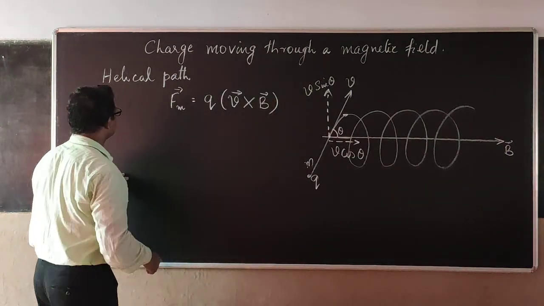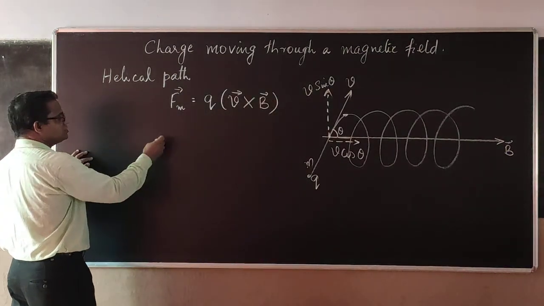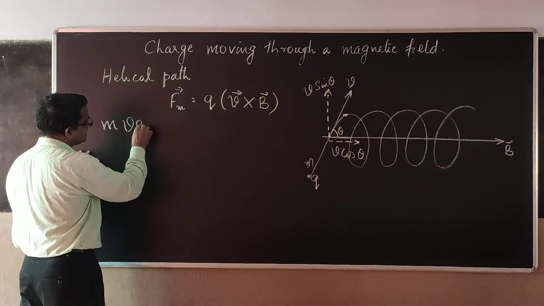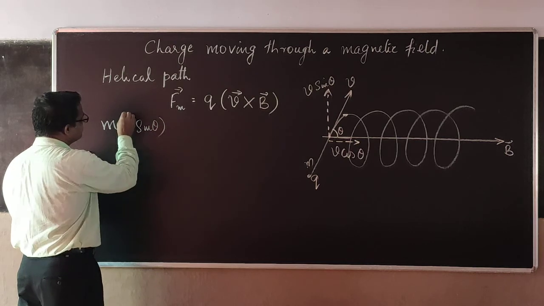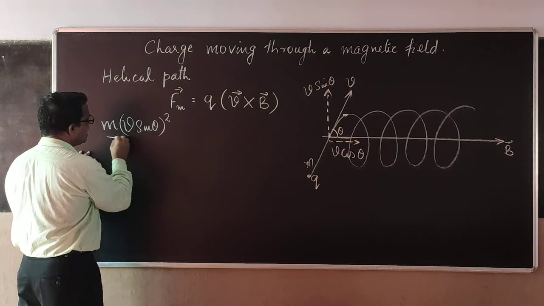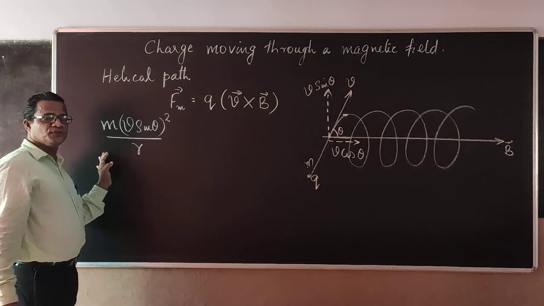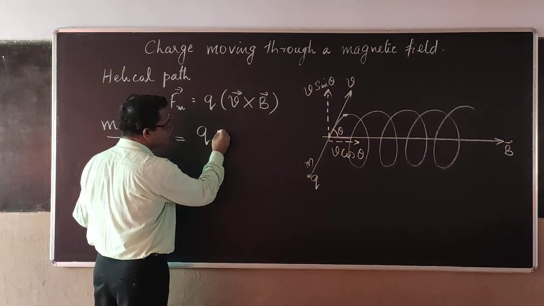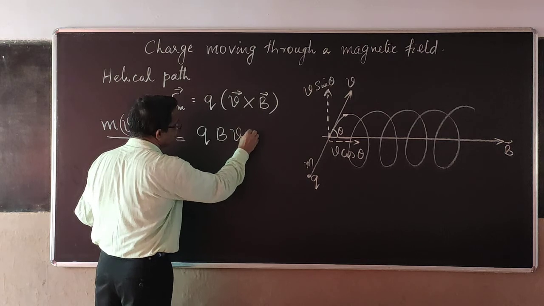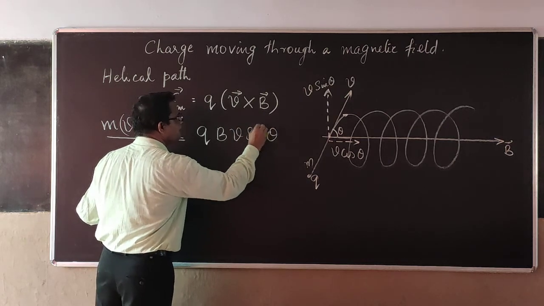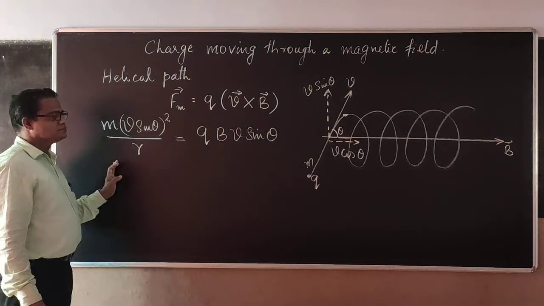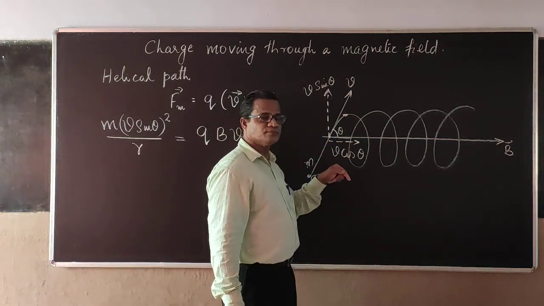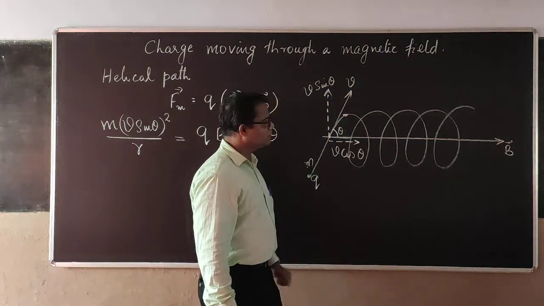So for this particular case, the force equation will be m into v sin theta the whole square by r, the centrifugal force, which is equal to q into v sin theta into B. This is the condition for going around. Okay?